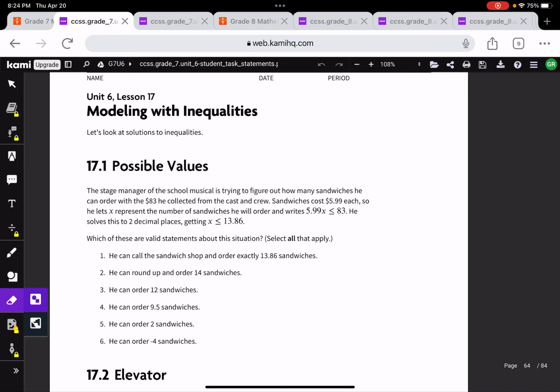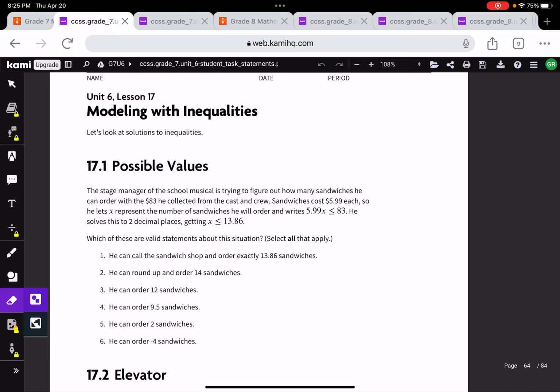Fair enough. He solves it to two decimal places, getting X is less than or equal to 13.86. That's correct. Everything looks good so far. So which of these are valid statements about the situation? Select all that apply.